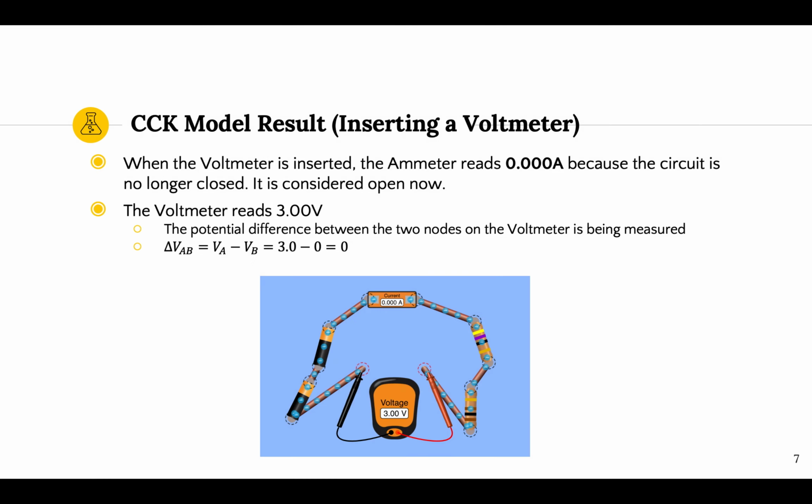CCK model result inserting a voltmeter. When the voltmeter is inserted, the ammeter reads 0 ampere because the circuit is no longer closed. It's now considered open. And the voltmeter reads 3 because the potential difference between the two nodes on the voltmeter is being measured. And as you can see, that potential difference calculation yields 3.